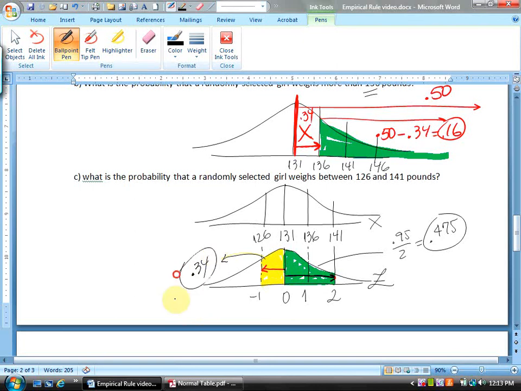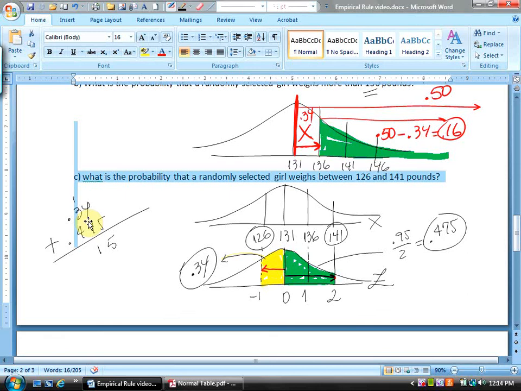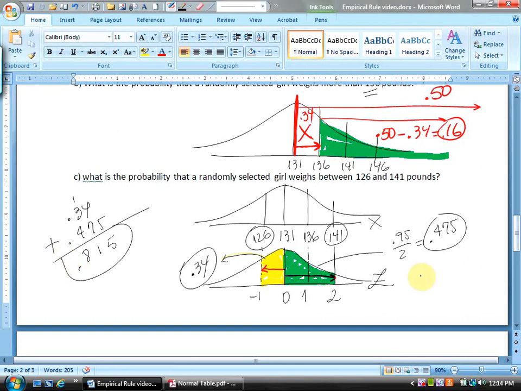So now, girls weighing between 126 and 141 are in this shaded area, the yellow and the green area. We add both. So all we need now is to add 0.34 plus 0.475, and we get 0.815, or 81.5%. Oops, something happened here, but I'll fix it. All right, 81. So this is the answer.